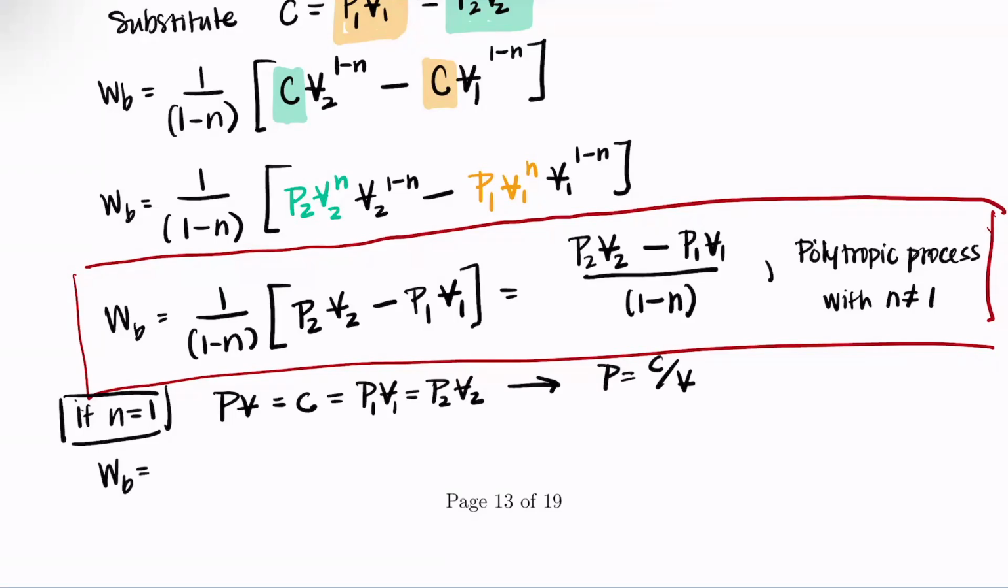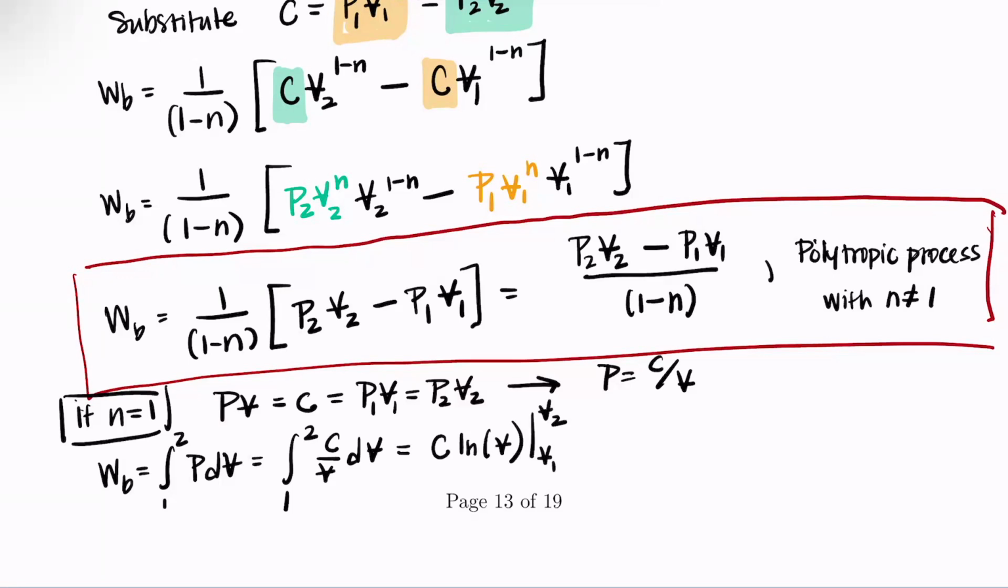So our integral here for our boundary work from state 1 to state 2 of P dV is equal to our integral from state 1 to state 2 of C over V dV, which is just C times the natural log of volume evaluated from state 1 to state 2. So we're going to evaluate our volume from 1 to 2, which gives us C times the quantity of natural log V2 minus natural log V1.